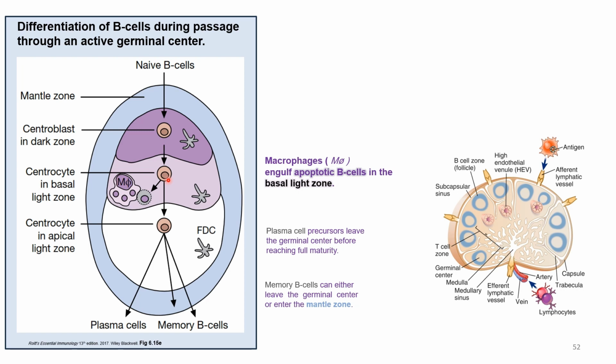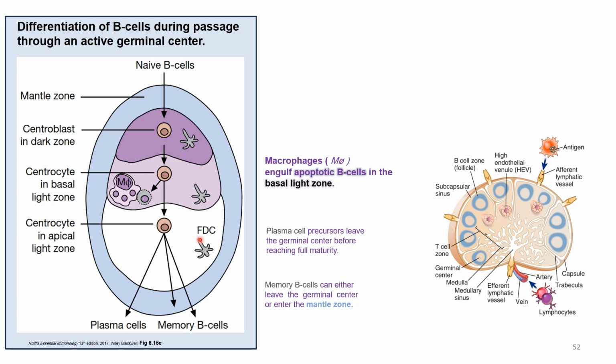to see which of them has the strongest affinity B cell receptor. And the ones that fail the test undergo apoptosis, and they get phagocytosed by macrophages. So this symbol here represents a macrophage. There's a kind of cycling that takes place through this, and people are still studying this cycling process, exactly how it works.